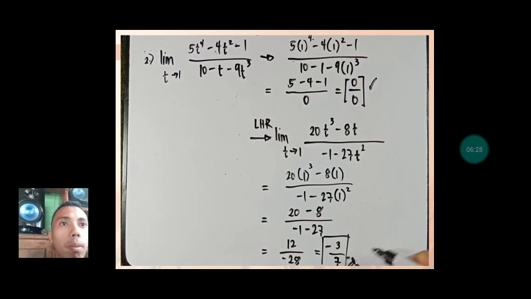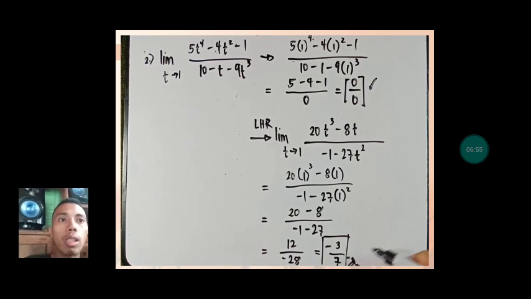So the limit of 5t to the fourth minus 4t squared minus 1 over 10 minus t minus 9t cubed, where t approaches 1. After getting that one, we have to solve it, and then we get the derivative of it. To apply L'Hopital's rule, we simply take the derivative of the original limit.